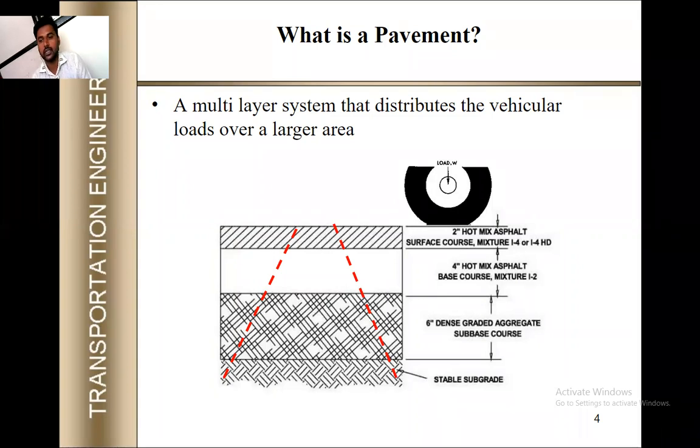As you can see here, this much only will be the contact of the wheel. So this pressure or the load will be distributed to a larger area. The red dotted line shows the pressure distribution.